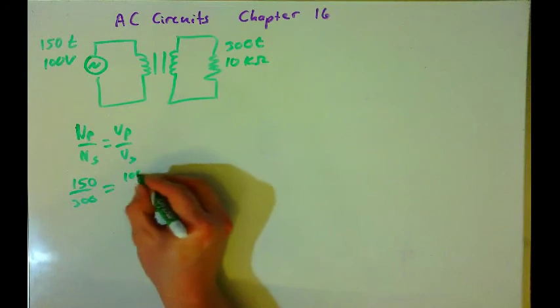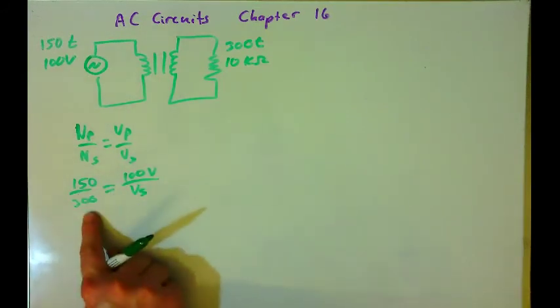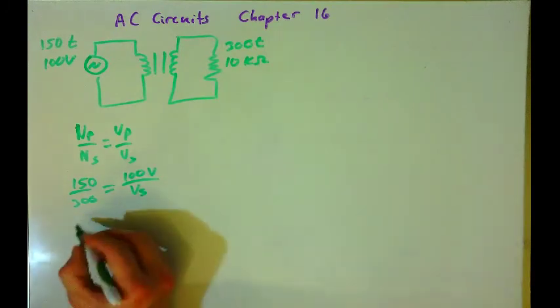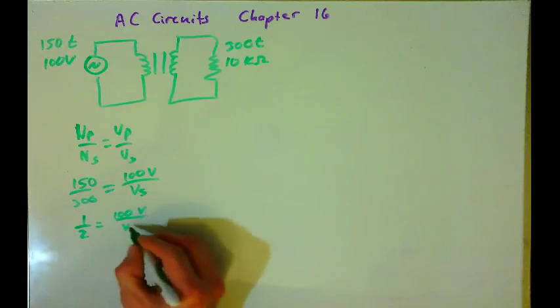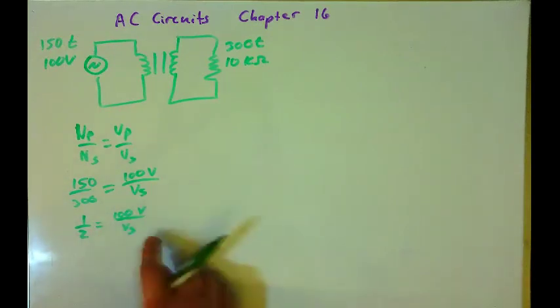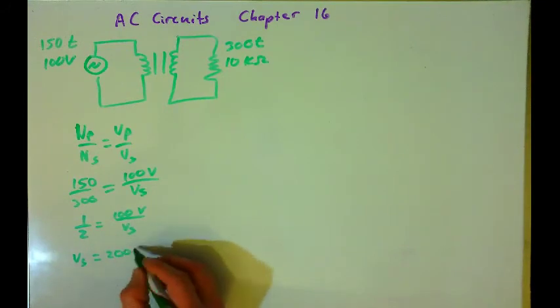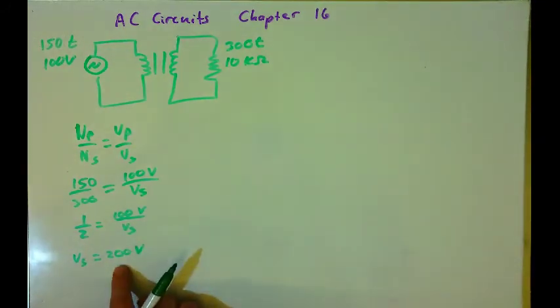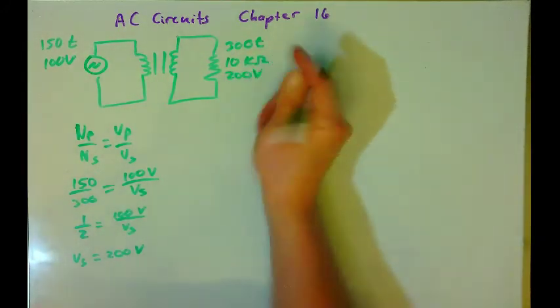The primary voltage is 100 volts, and we're looking for the secondary voltage. 150 divided by 300 reduces to 1/2. We will cross multiply, and so we get Vs equals 200 volts, and that is the answer. Vs is 200 volts. So the secondary voltage is 200 volts.